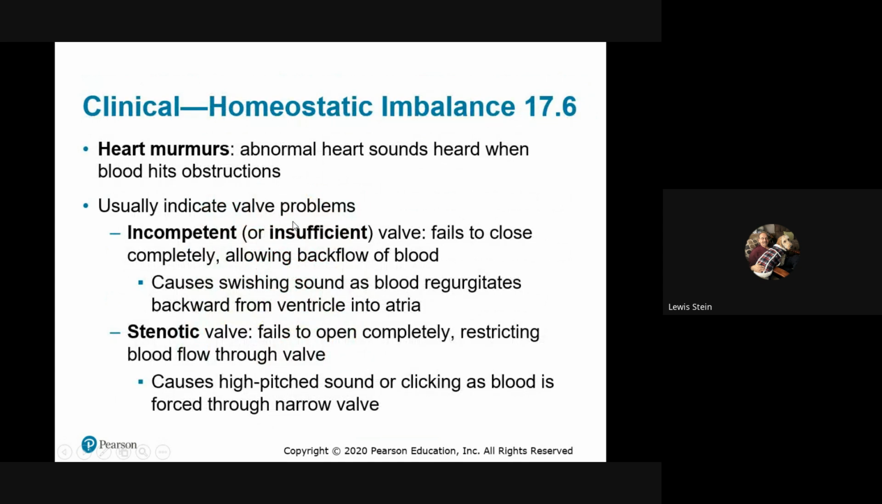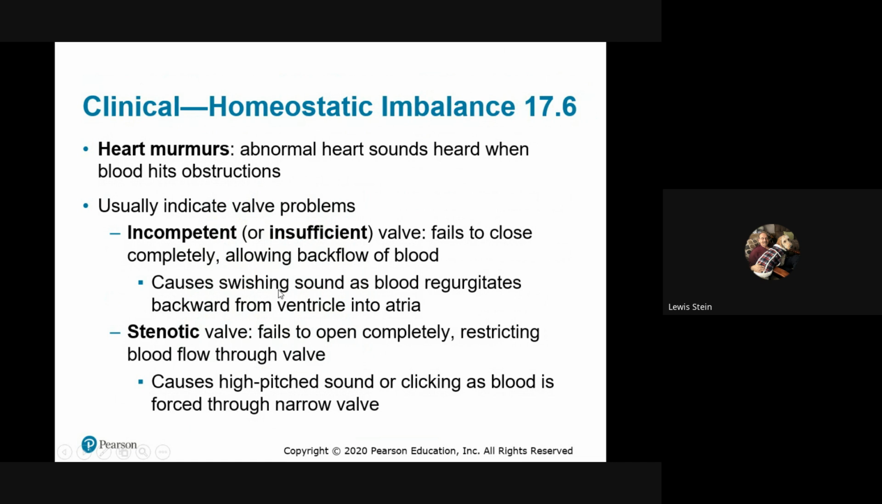So heart murmurs we talked about, abnormal sounds that are associated with this phenomenon. When blood hits an obstruction, the obstruction can be an irregularity in the valve where it doesn't close properly, it's irregularly shaped. And again, that causes even tiny amounts of turbulence or irregular flow, not smooth, predictable flow. And we hear that as abnormal sounds.